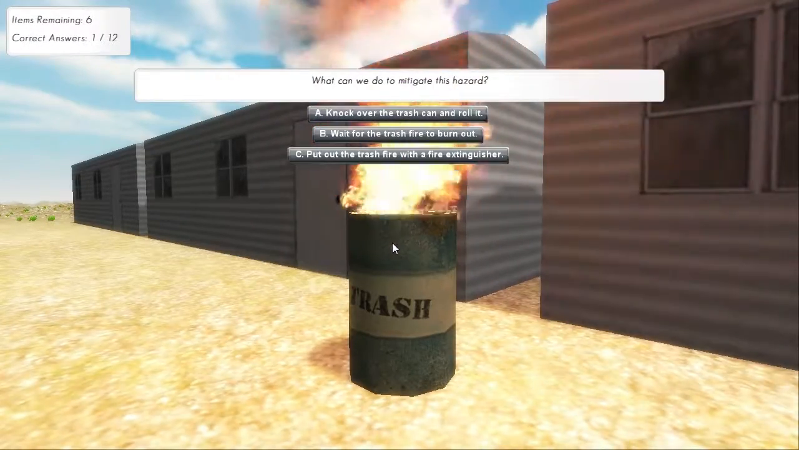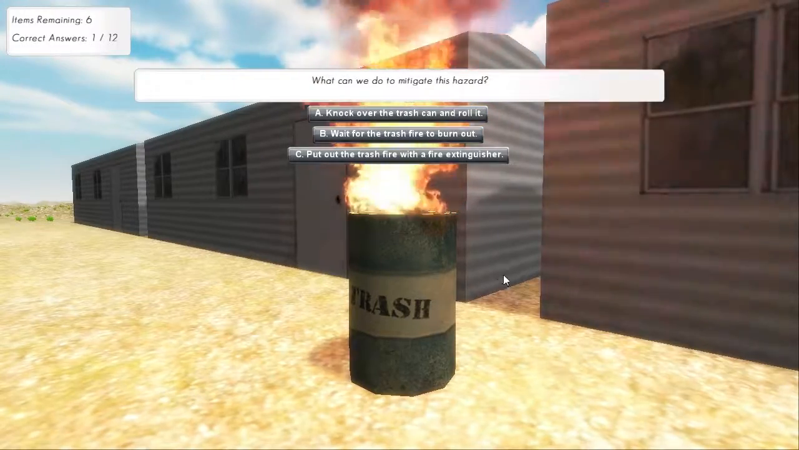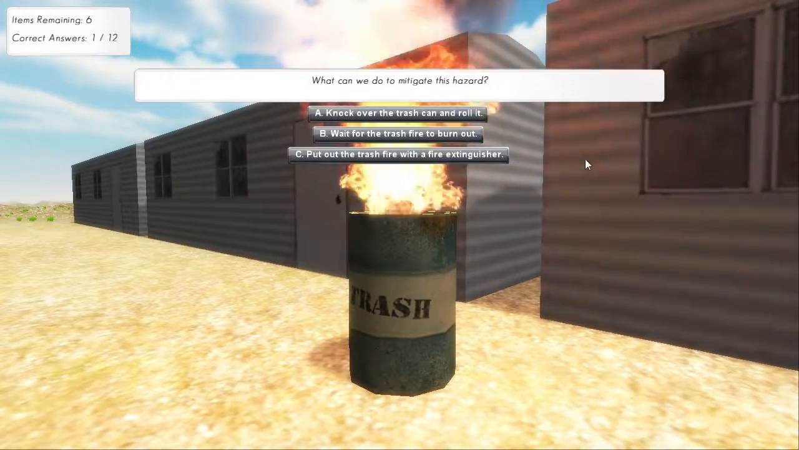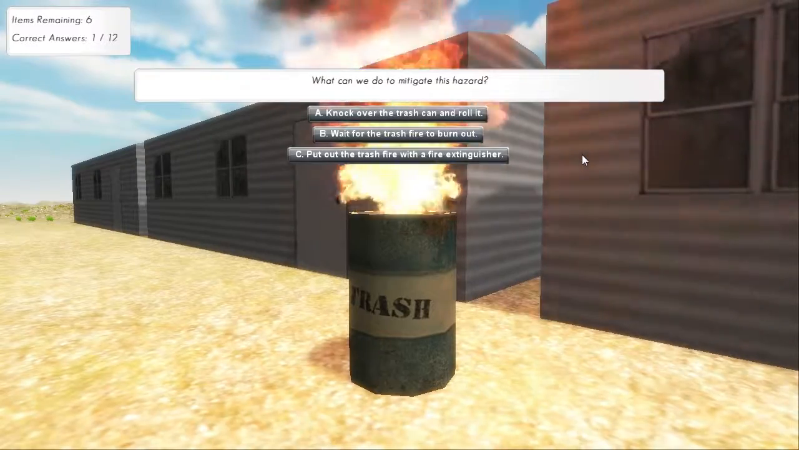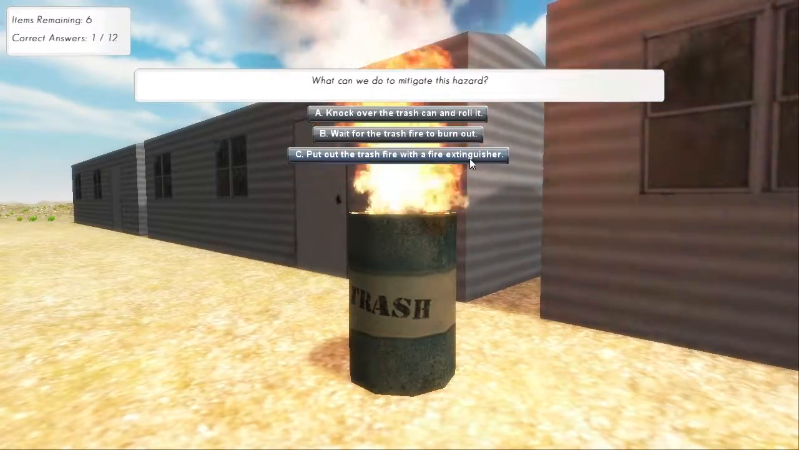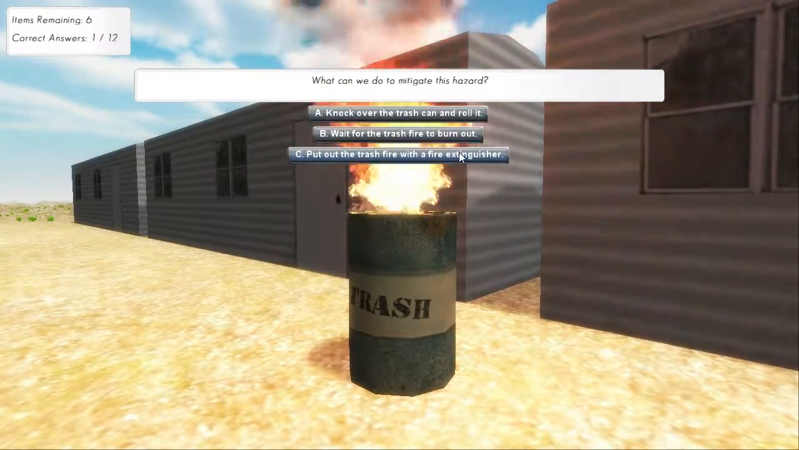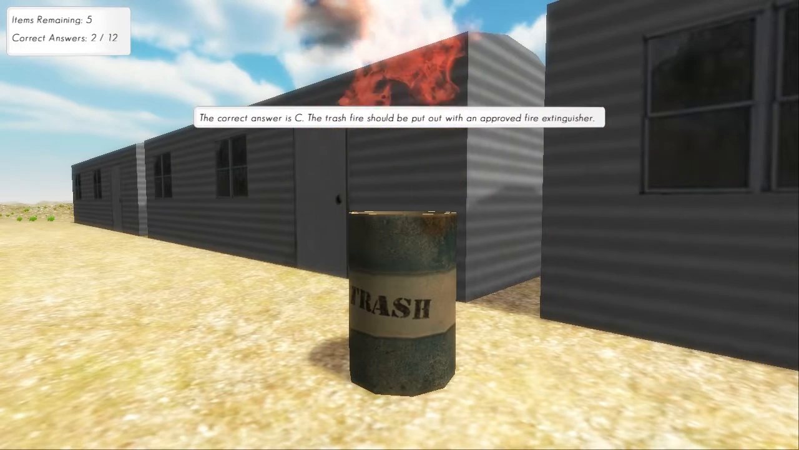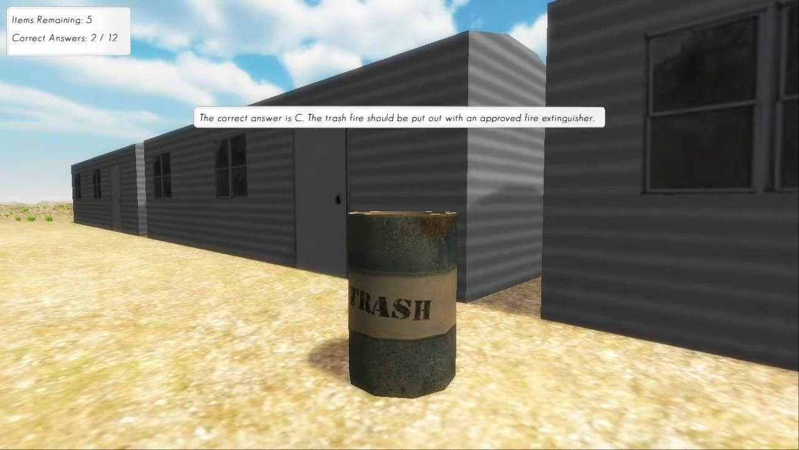What can we do to mitigate this hazard? A. Knock over the trash can and roll it. B. Wait for the trash fire to burn out. C. Put out the trash fire with a fire extinguisher. The correct answer is C. The trash fire should be put out with an approved fire extinguisher.